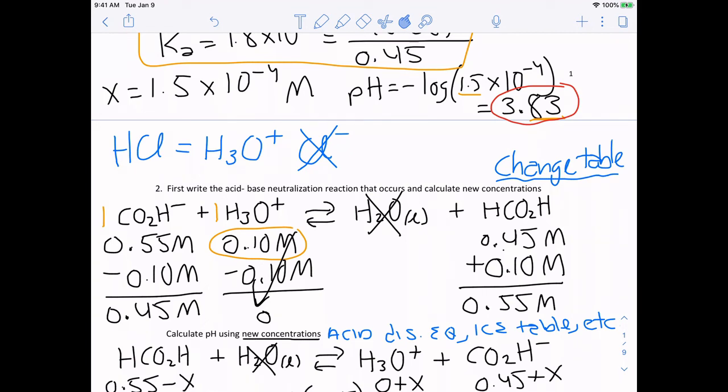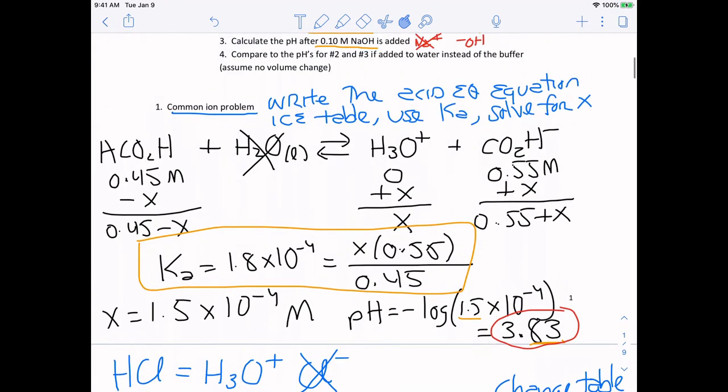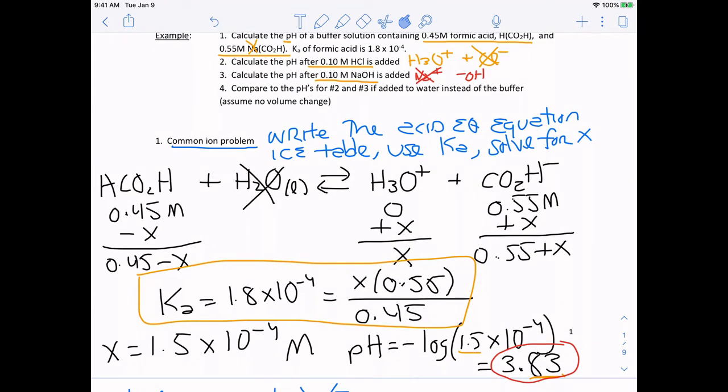So one more part to this problem, and then we'll be done with it. I go back up, and the last part wants us to compare the pHs from step number 2 and 3 as if added to water instead of the buffer. So we're saying, what would the pH be if we added a 0.1 molar hydrochloric acid solution to water instead of buffer? What would the pH be if we added a 0.10 molar sodium hydroxide solution to water versus the buffer? We just want to compare what would happen if we added that to something that wasn't a buffer solution. So we're going to go back down here.